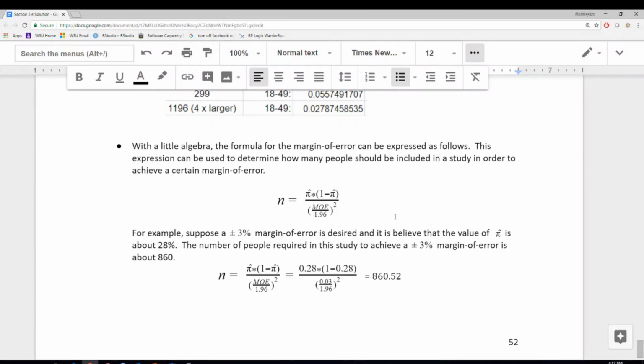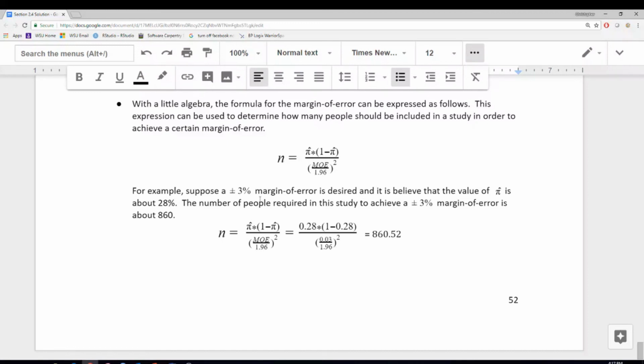Now, why is this important, or how might we use this? Well, suppose that somebody has decided that they want their poll outcomes to have a 3% margin of error. And it's believed that the statistic, or the point estimate, is going to be about 28%. So again, I'm just making up numbers here to show you how this actually works. So I want a 3% margin of error, and I believe that my point estimate is going to be about 28%. So I can go ahead and put 0.03 in here for the margin of error.